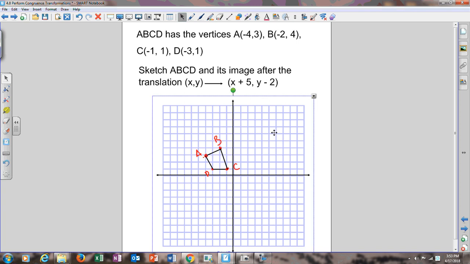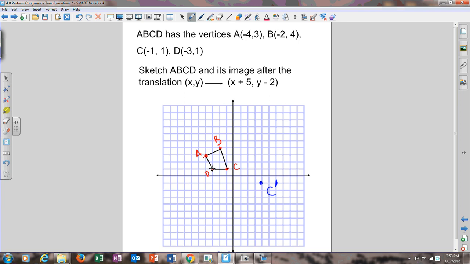Now it's X plus 5 and Y minus 2. So you can pick any point to start with. Let's start with C. It's X plus 5, so you go over 5: 1, 2, 3, 4, 5, and down 2. You make a dot. Now that is C with an apostrophe behind it, which means C prime.